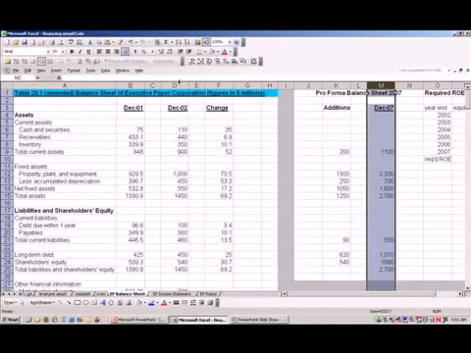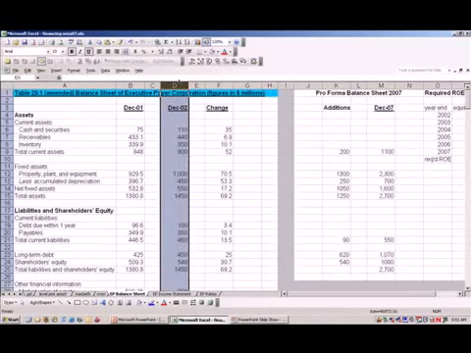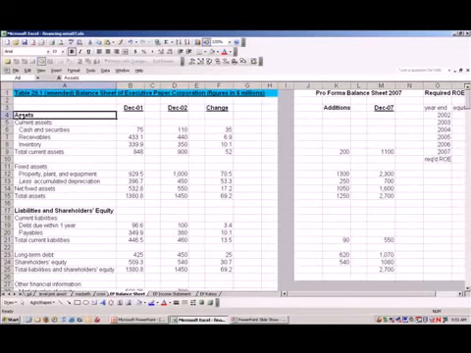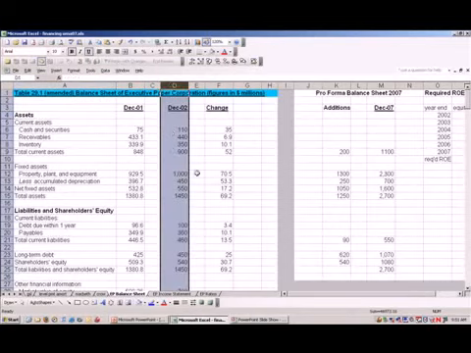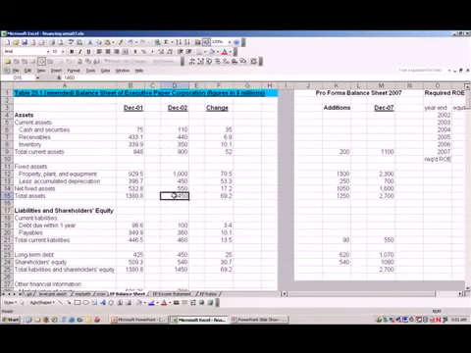So let's go back and look at the current balance sheet and focus first on the assets. Executive Paper has $1.45 billion in assets, composed of $900 million in current assets and $550 million in fixed assets.